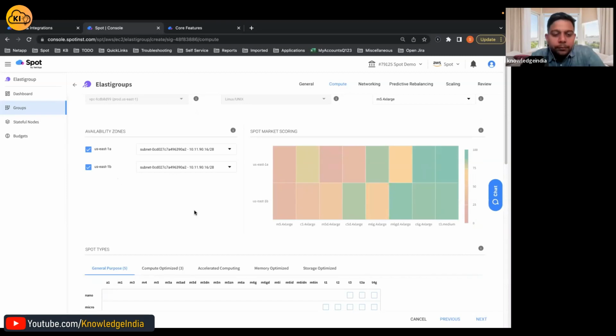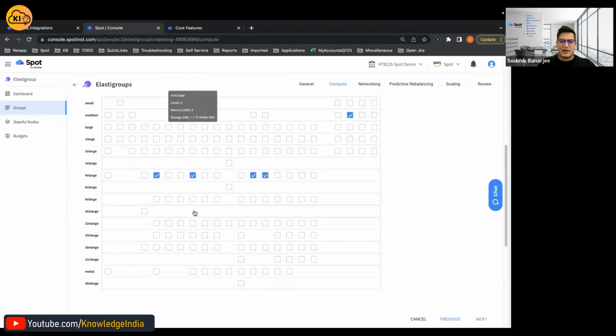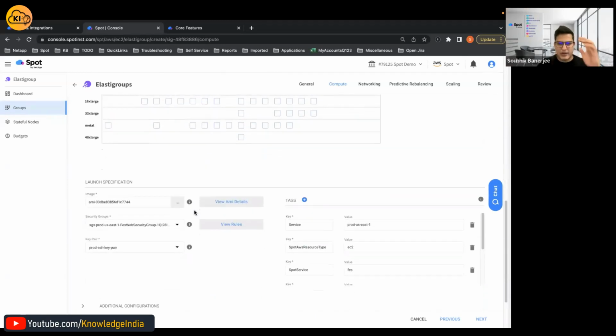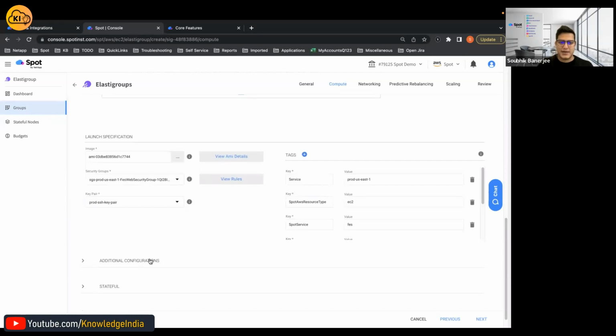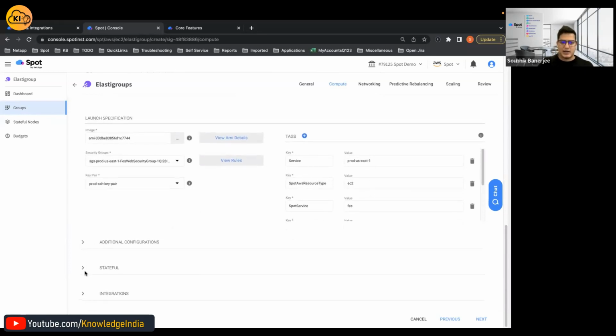All right. So that's about spot market scoring. Again, these are the cloud native features that come along with the Elastigroup, right? The AMIs, the security groups, all these types of information you can provide. You can also provide some additional tags, right?